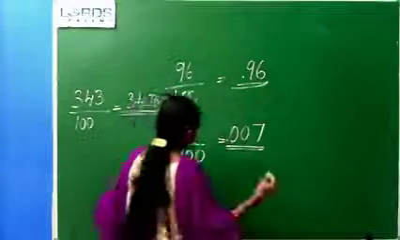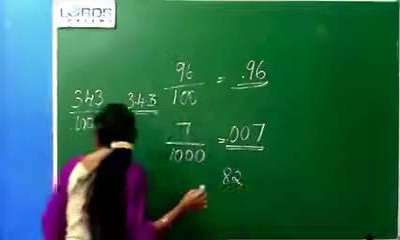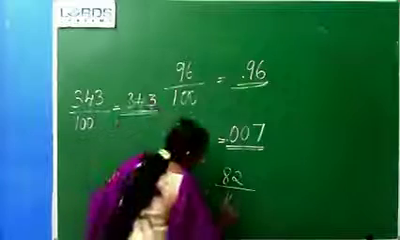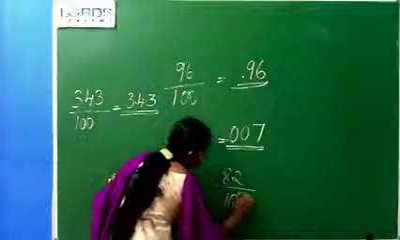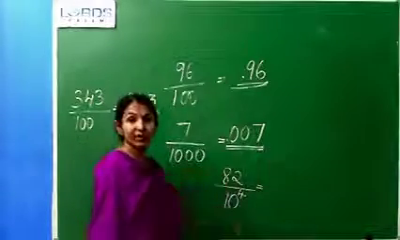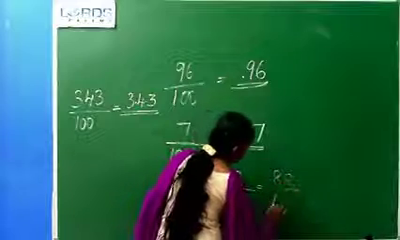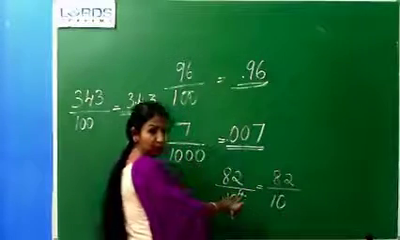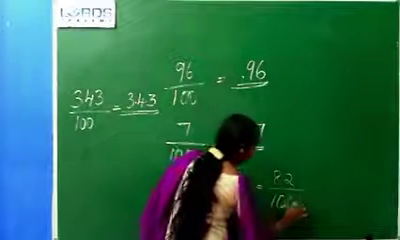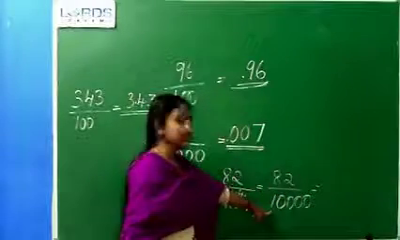So the question, 82 by 10 to the power 4. How can we do this? So first we can convert this one as 82 by 10 to the power 4, which means 10 should be multiplied 4 times. 2, 3, 4. 82 by 10,000.